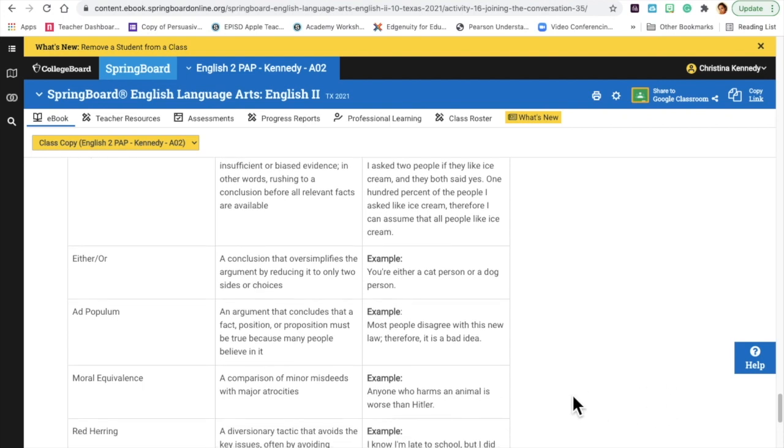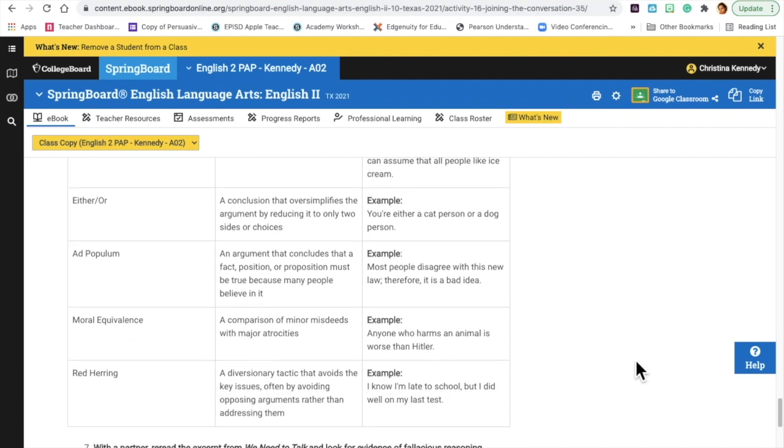Either or, this is also known as the black and white, or the ultimatum one. You're either gonna be with me or you're gonna die. So it's the either or. You're either a dog person or a cat person, right? It oversimplifies something that's really complicated. I mean, our life is not black and white. Okay, so that one is a logical fallacy.